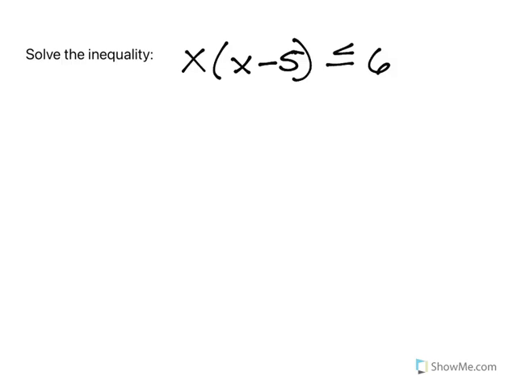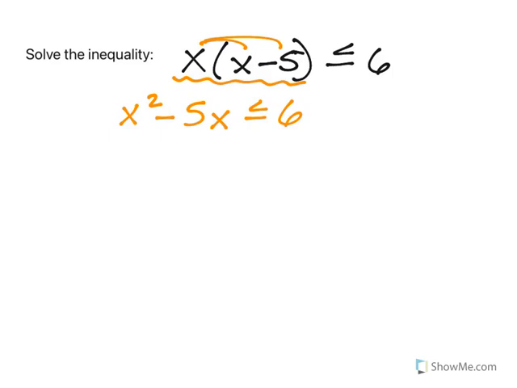Let's solve the inequality x times the quantity x minus 5 is less than or equal to 6. Now, when you recognize this as an inequality, first, hopefully you think, I need to simplify this left side, right? Having a variable times a quantity is not really going to be helpful. So if I distribute my x, I get x squared minus 5x is less than or equal to 6.